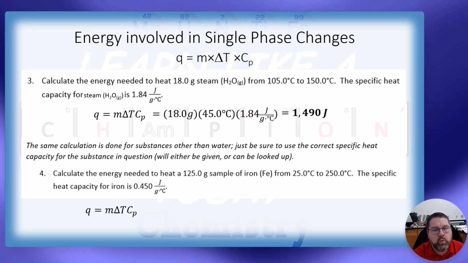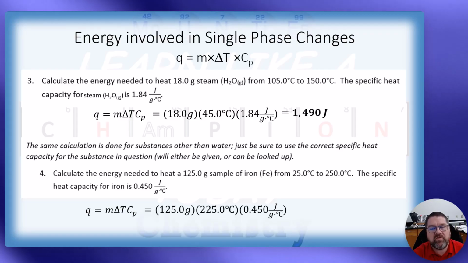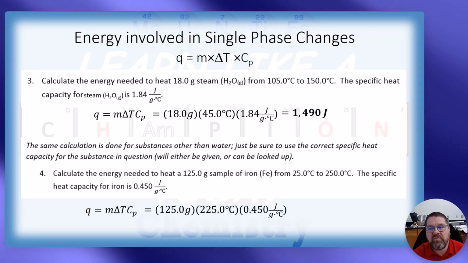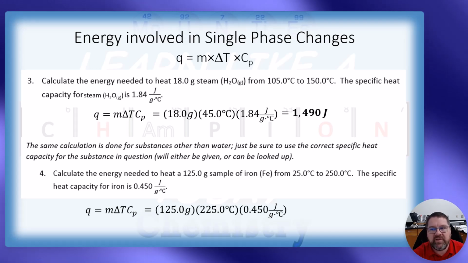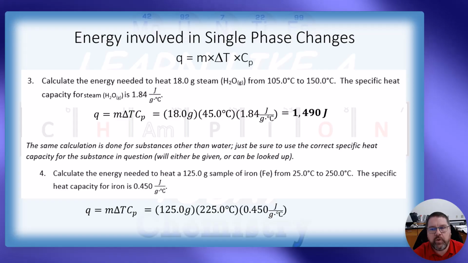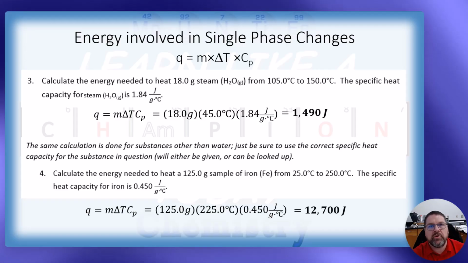So since we're in one state, MTC is the equation we want to use. 125 grams times 225.0 degrees Celsius times 0.450 joules per gram Celsius degree. Again, the 225 was the difference between the final temp, 250 degrees Celsius, and the initial temp, 25 degrees Celsius. When we do the number crunching, cancel our units, we come up with a final energy of 12,700 joules.